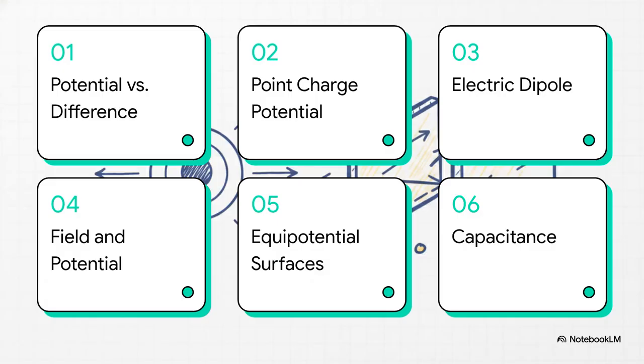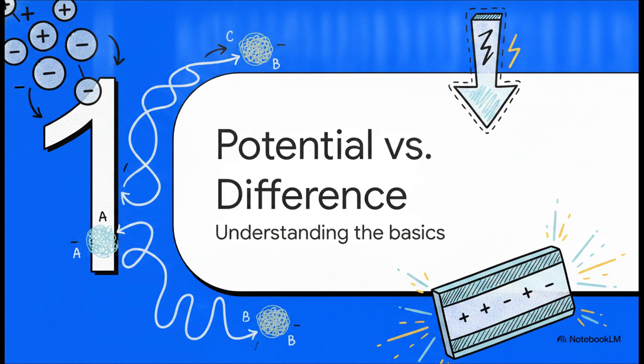Here is our roadmap for today. We'll hit potential versus difference, point charge potential, the electric dipole, field and potential, equipotential surfaces, and finally, capacitance. Let's get right into section 1, potential versus potential difference.